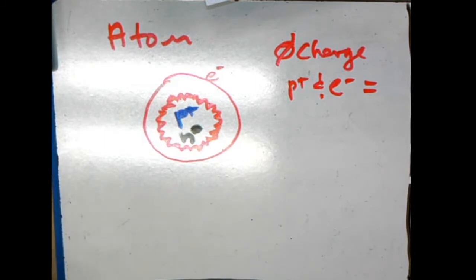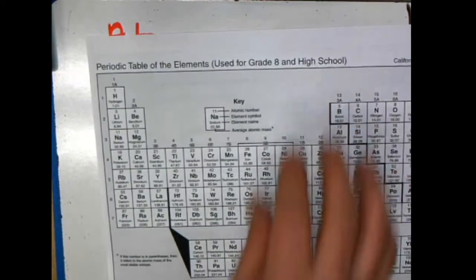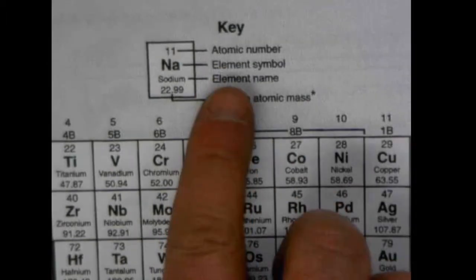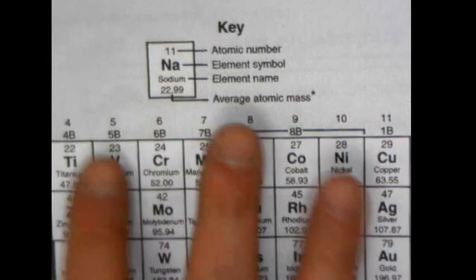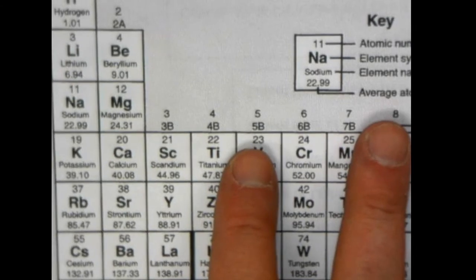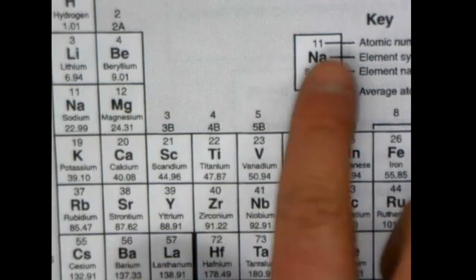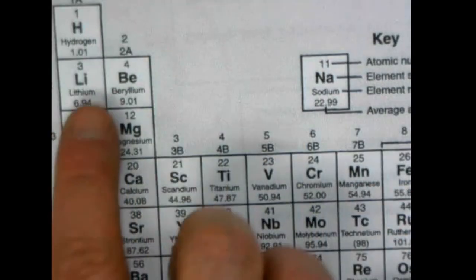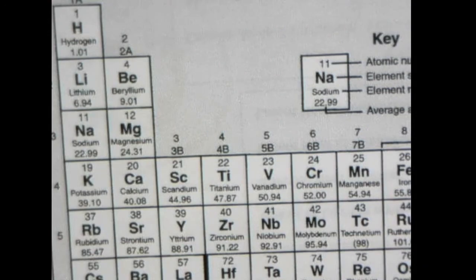Okay, and remember, how do you determine protons? Well, you determine protons looking at the periodic table at the atomic number. Most periodic tables are going to have a little guide, a little key here. As it tells you, the top number you see, in this case for sodium, is 11. The atomic number is 11 for sodium. Hydrogen would be 1, lithium 3, beryllium 4, and so on and so forth. So your protons, remember, are the atomic number.